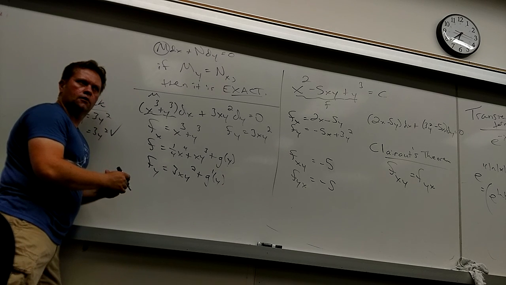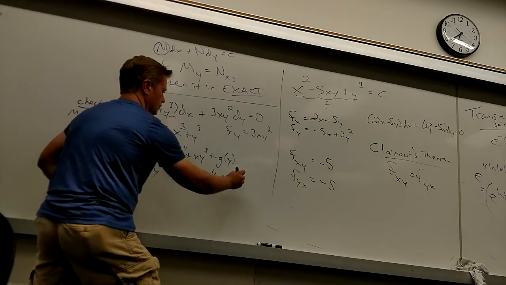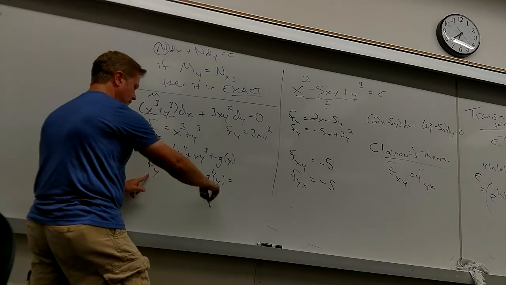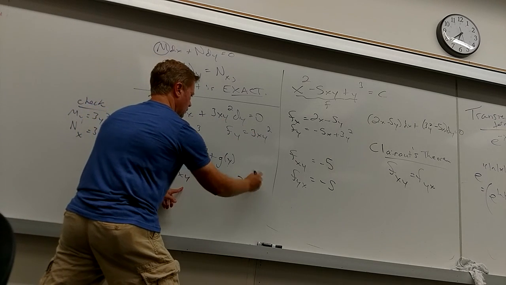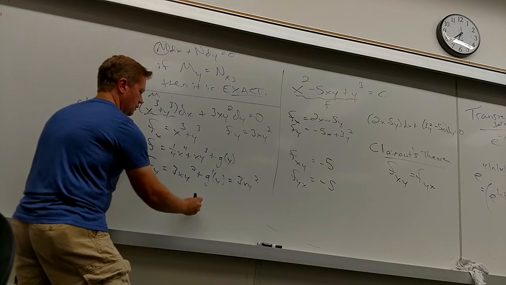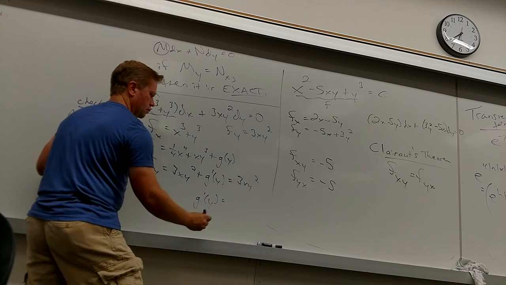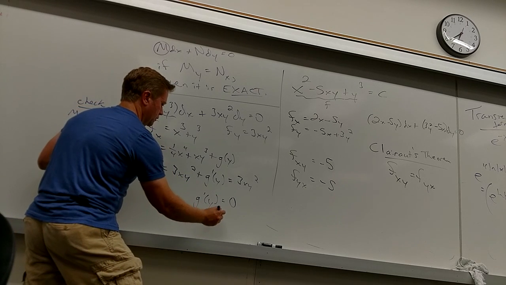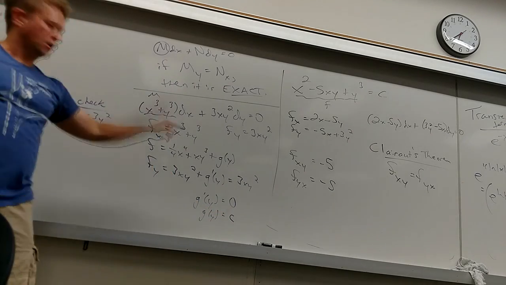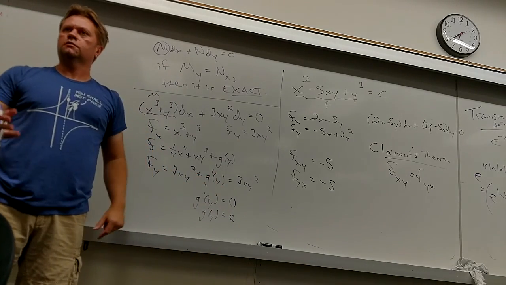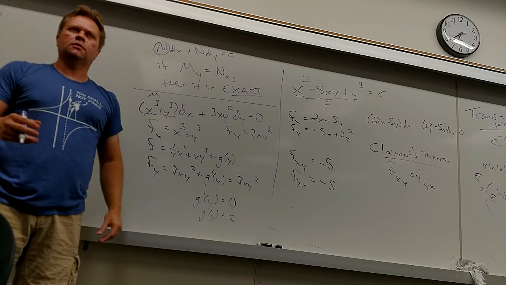And that equals Fy, that's from the form I've just created, and that's what it's supposed to be. So what's G prime of Y got to be? 0. Good. So what's G of Y got to be? Constant. Is that always going to be 0? No, it isn't. It's not always going to be 0.